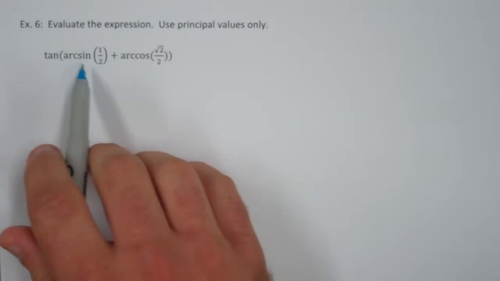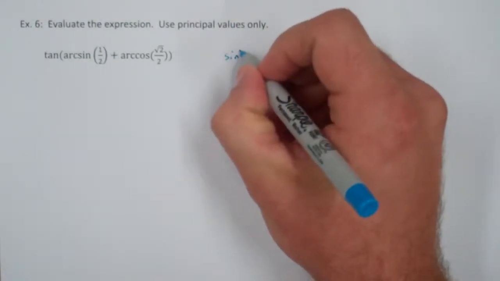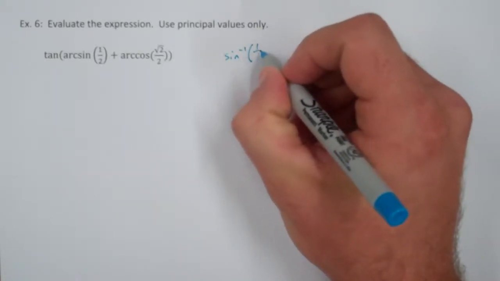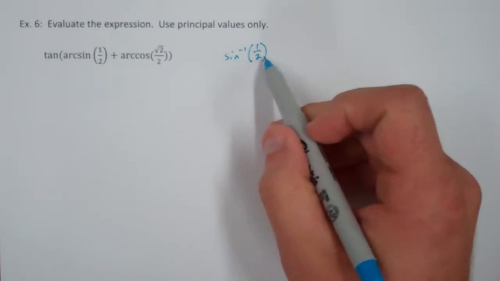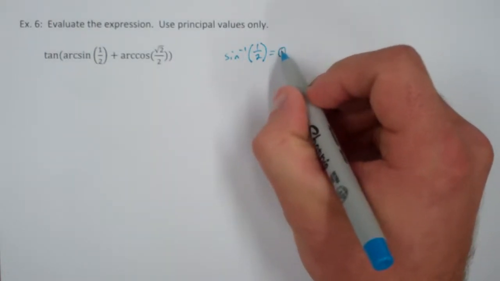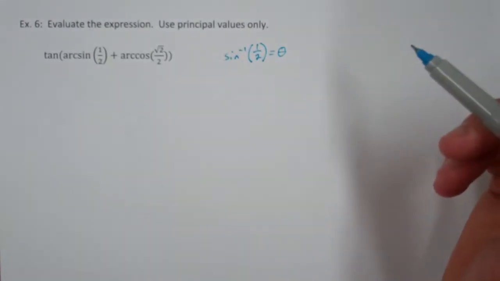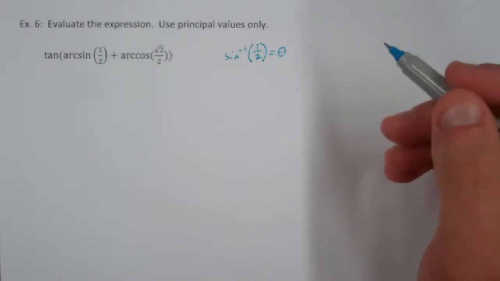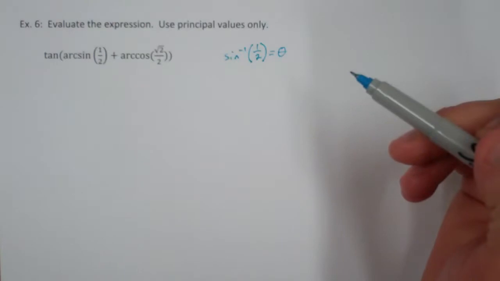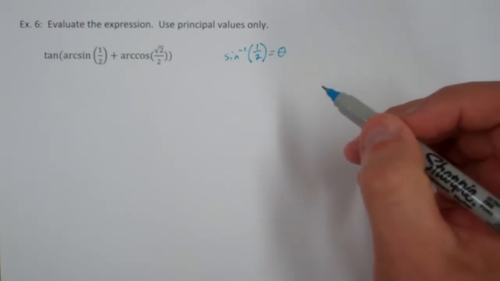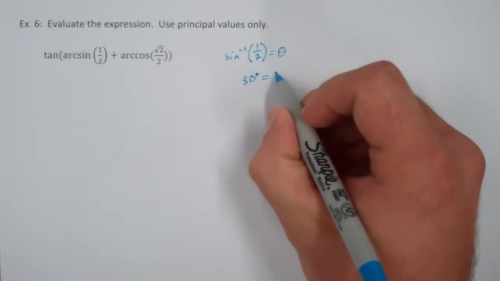Let's see if we can deal with maybe the arc sine of 1/2, or another way to write that if you prefer is the inverse sine here of 1/2. And what we're needing to do here is figure out what angle this is. So this is going to be some angle, and we need to use principal values only. Remember that the sine has principal values from -90 to 90 degrees. This is positive, so we'll be somewhere in the first quadrant. And I believe that that angle should be 30 degrees. If you prefer to do this in radians, that's fine.